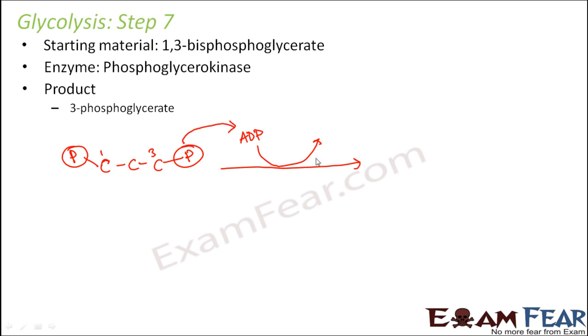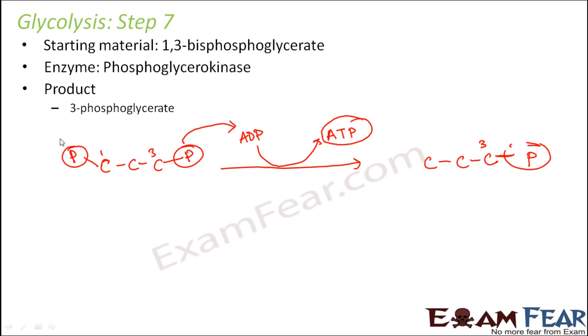So ADP will get one more phosphate. From di it will become tri. So it becomes ATP. And what will happen to this molecule? This molecule will only have one phosphate group. The third position phosphate group will be retained. That is why the name is 3-phosphoglycerate. So 3-phosphoglycerate will be formed. Another interesting thing to be noted is that ATP is produced in this step.